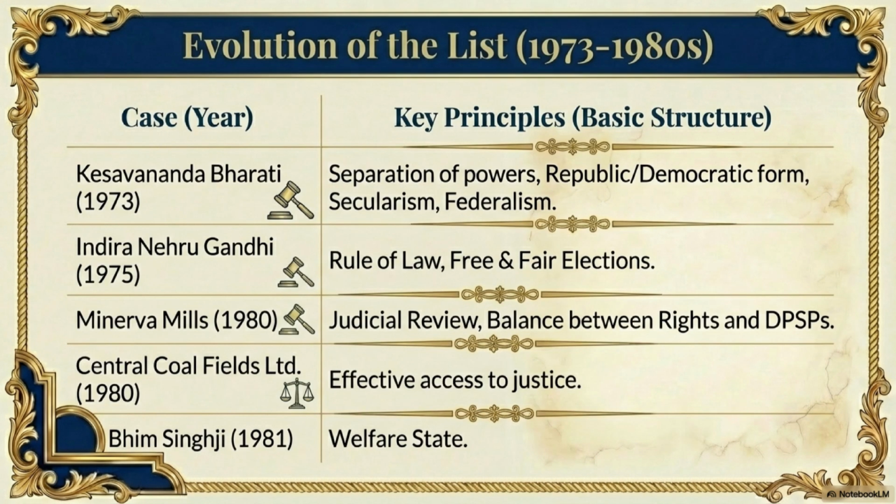Let's look at how this evolved through specific cases. We have this great table in the source material, Table 11.1, Evolution of the Basic Structure. We've covered the big ones like Kesavananda and Minerva Mills, but there are other bricks in this wall. Yes, and each case has a specific nuance. For instance, look at the Central Coalfields Ltd. case in 1980. A coal case. How does that relate to the Constitution? It sounds mundane, but it established effective access to justice as a basic feature. What does that mean? It's not enough to have courts. Yeah. People must be able to effectively access them. If the legal system is so expensive or slow that no one can use it, that violates the basic structure.